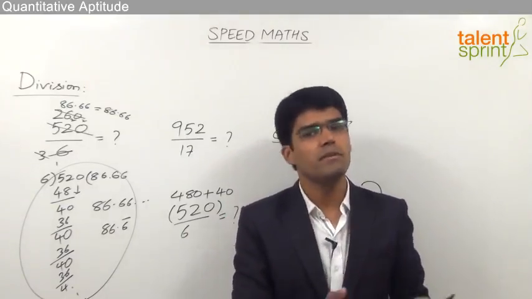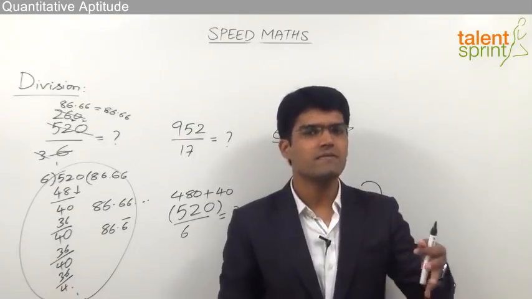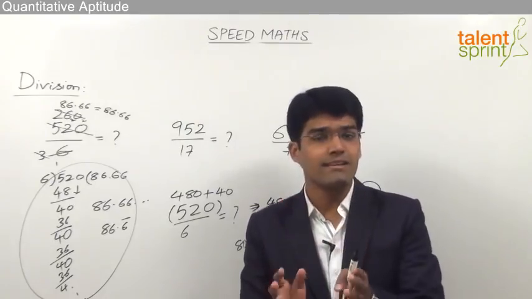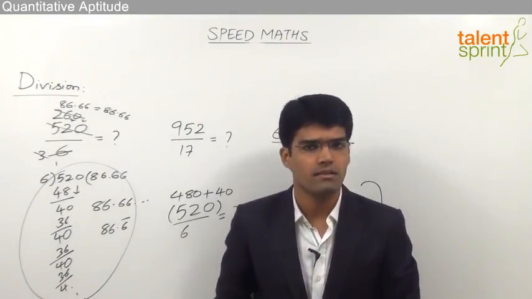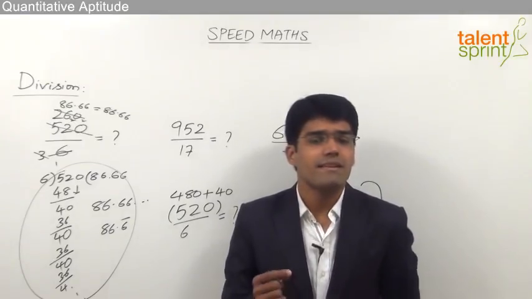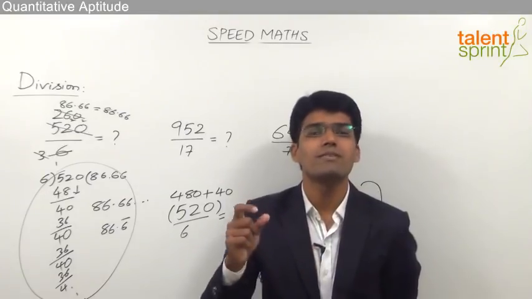850 by 17 will be 50. Why? Because 85 by 17 is 5. So 850 by 17 is 50. So that's the first part of the answer, 50. Now the left out part here is 102 divided by 17. We know that 102 is exactly divisible by 17. Why? Because 17 into 6 is 102. So 102 by 17 will be equal to 6.